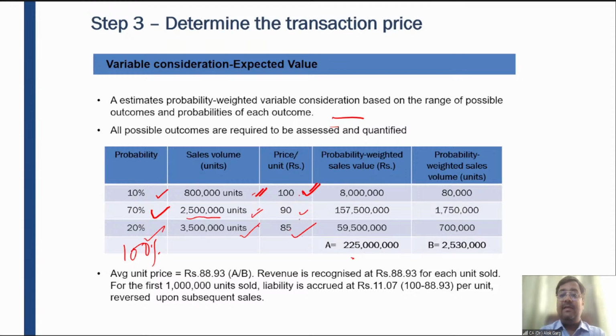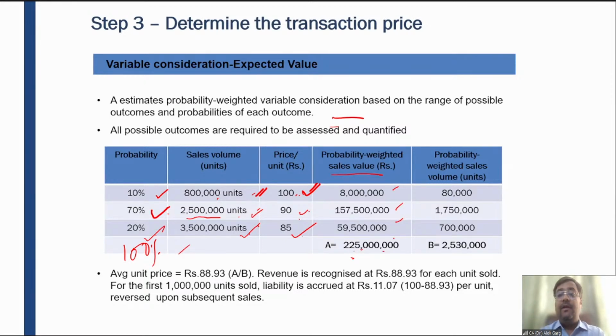So first of all, what is your probability weighted sales value? Your probability weighted sales price is 10% multiplied by 8 lakh multiplied by 100, plus 70% multiplied by 25 lakh multiplied by 90, plus 20% multiplied by 35 lakh multiplied by 85. So on 100% probability, this will give you a sale of 22 crores 50 lakh rupees.